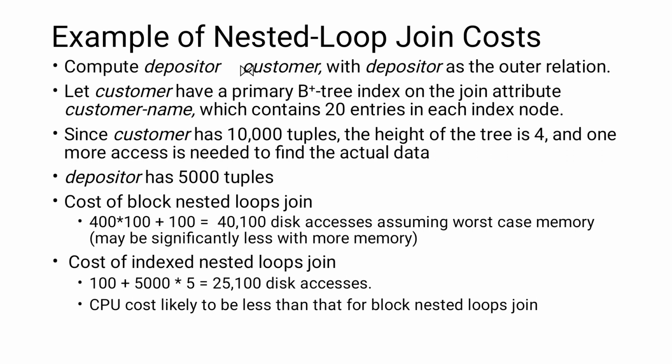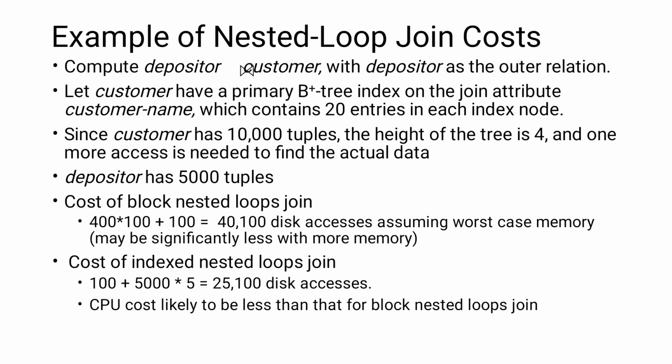Here in index nested loop join, we consider the depositor join customer with the depositor as the outer relation. Suppose the customer has a primary B plus tree index on the join attribute customer name, which contains 20 entries on an average in each index node. And since customer has 10,000 tuples, the height of the tree is 4. And one more access is needed to find the actual data.